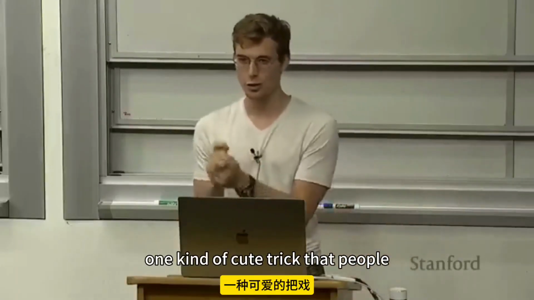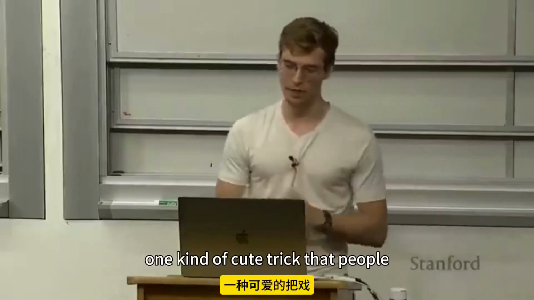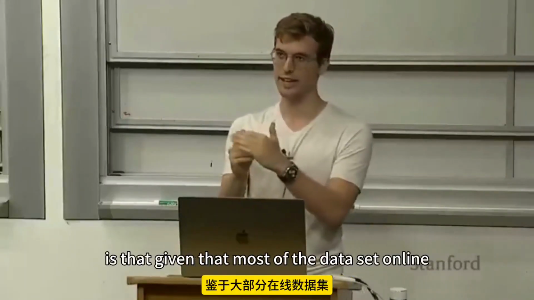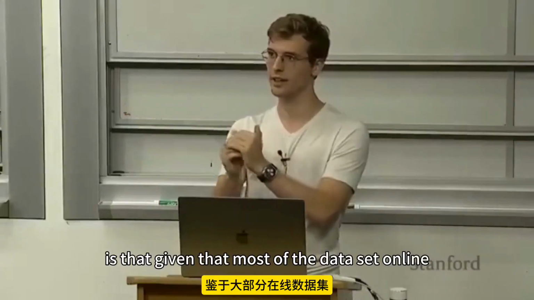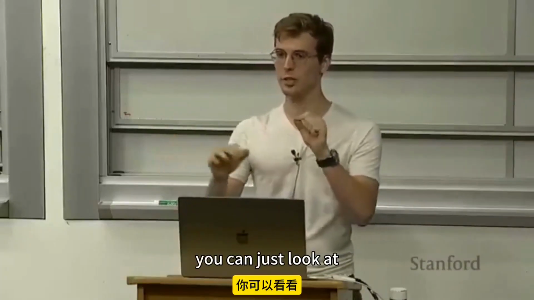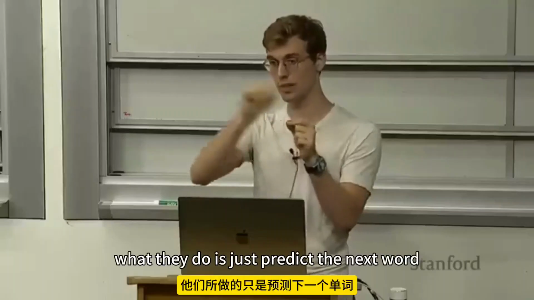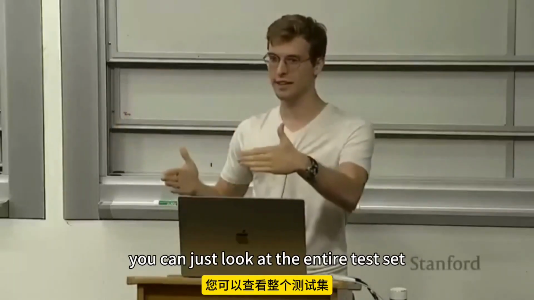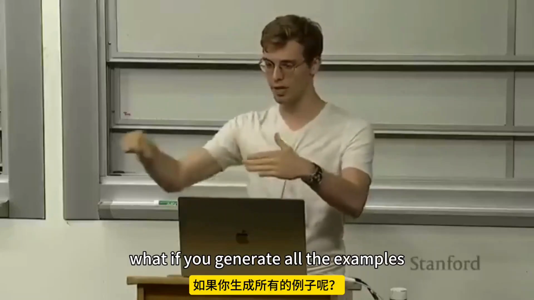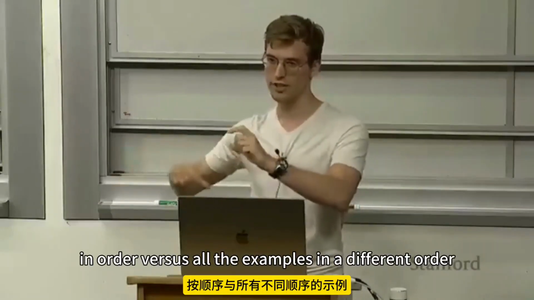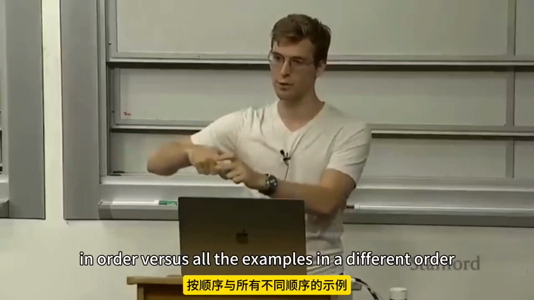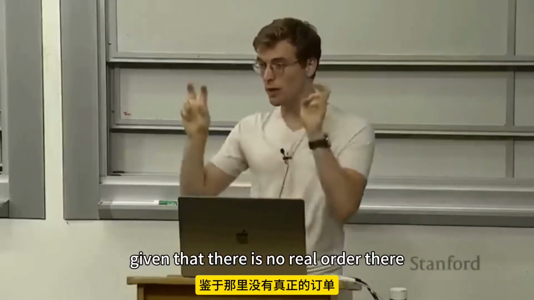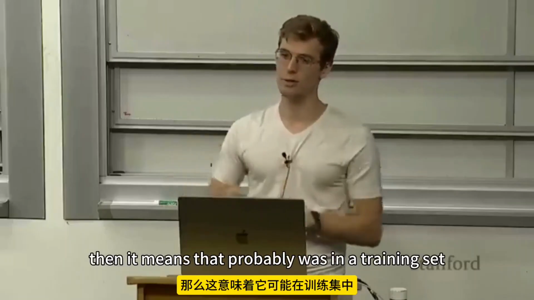One kind of cute trick that people in Tatsu's lab have found is this. Given that most of the datasets online are not randomized, and that language models just predict the next word, you can look at the entire test set. What if you generate all the examples in order versus all the examples in a different order? If it's more likely to generate the thing in order, given that there's no real order there, then it means that it was probably in the training set.